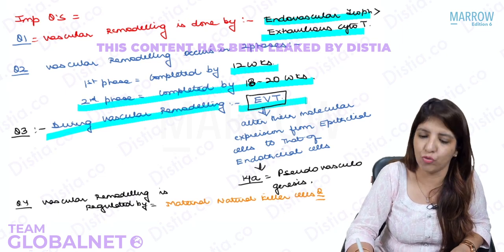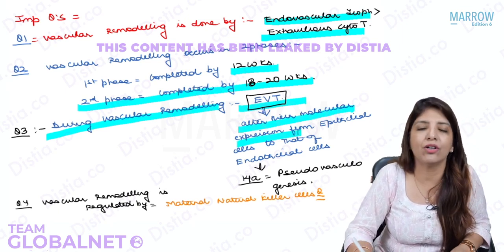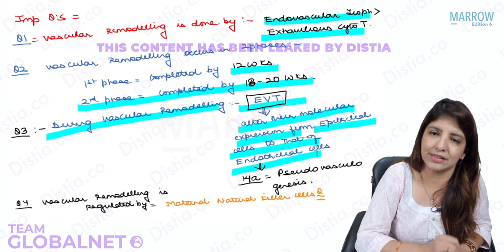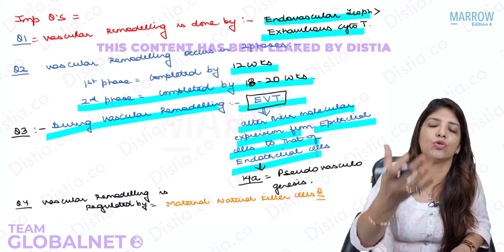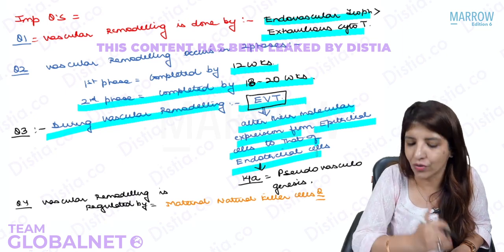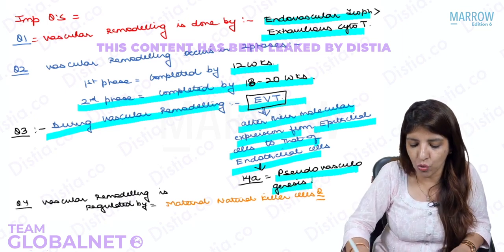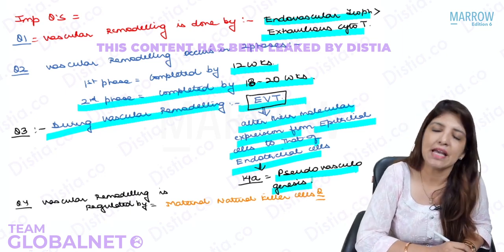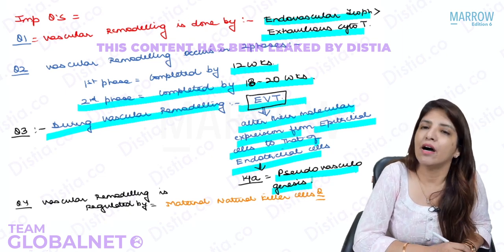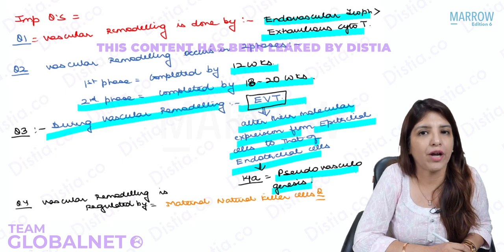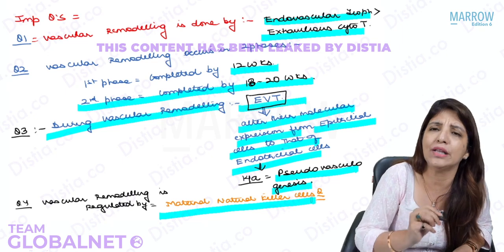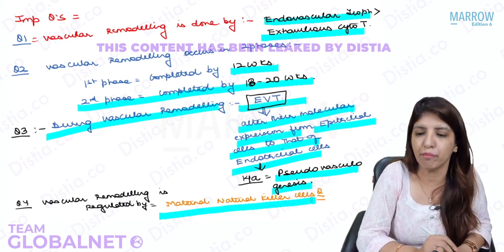Now, during this vascular remodeling, the endovascular trophoblast alters its molecular expression from epithelial cells to that of endothelial cells. So from epithelial cells, it alters its expression and becomes an endothelial cell. This altering of expression is called pseudovasculogenesis. Right? Now, my next question is, who is regulating this vascular remodeling? The most important factor which helps in regulating vascular remodeling is maternal natural killer cells. All these are very, very important questions.